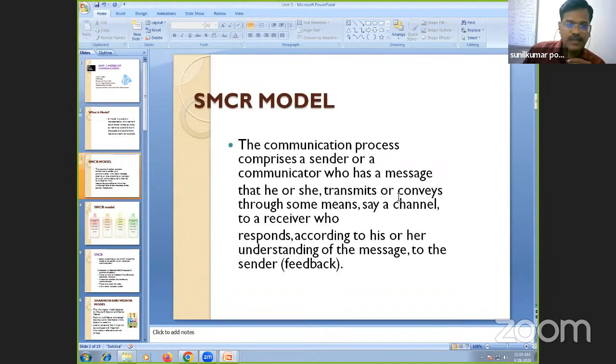Next, we'll go to the SMCR model. The SMCR model was proposed by Berlo in 1960. This is the first kind of model of the communication process. The communication process comprises a sender or a communicator who has a message that he or she transmits or conveys through some means, say a channel like a newspaper, to a receiver who responds according to his or her understanding of the message. Here the feedback is not discussed, only message to the receiver. There is no feedback in Berlo's model.